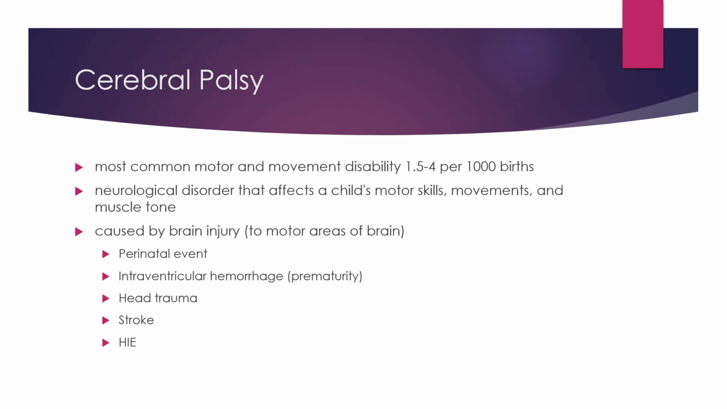This can happen from a stroke, and you think of strokes only in older people, but there are certainly events in utero that can cause a stroke. And then we also learned when we were talking about sickle cell anemia that those kids can also have strokes. And so that can damage areas of the brain that control motor and movement. And then HIE, hypoxic ischemic encephalopathy, that's kind of a blanket term, which is also a perinatal event where the baby doesn't get oxygen to their brain for various reasons.